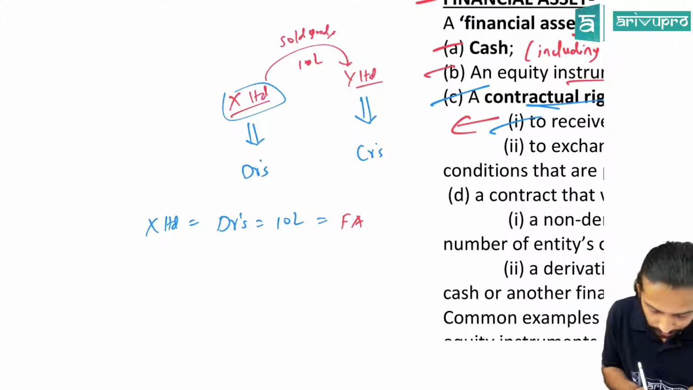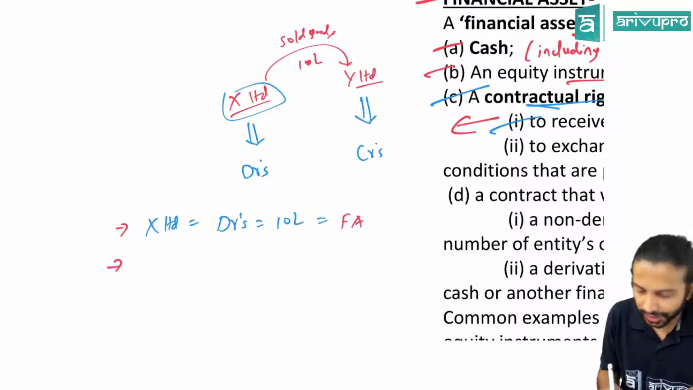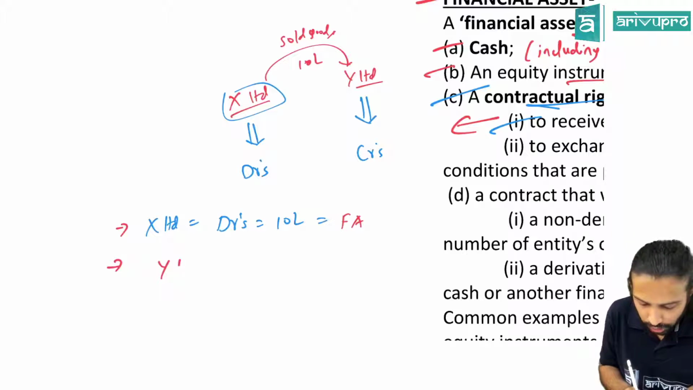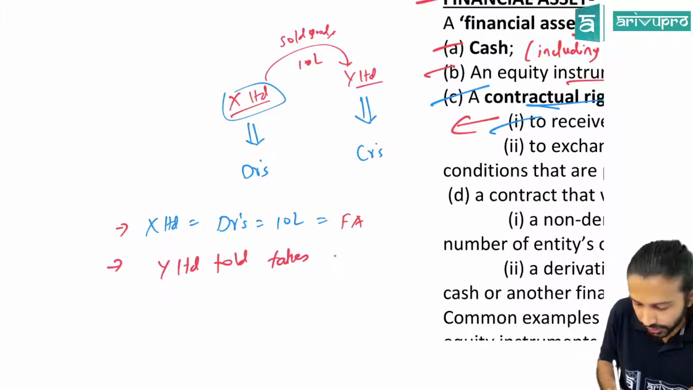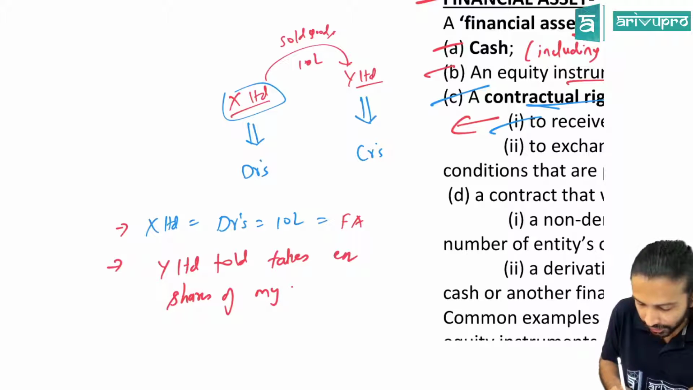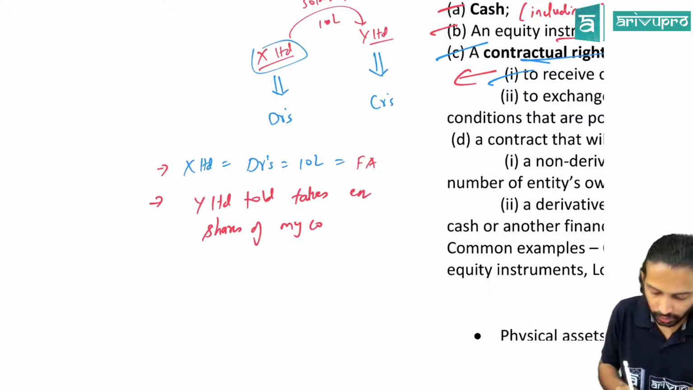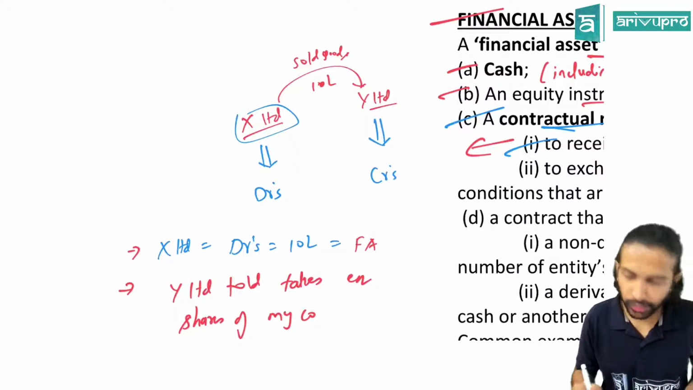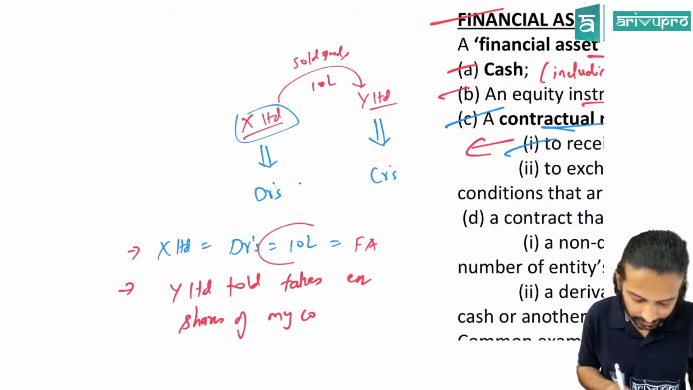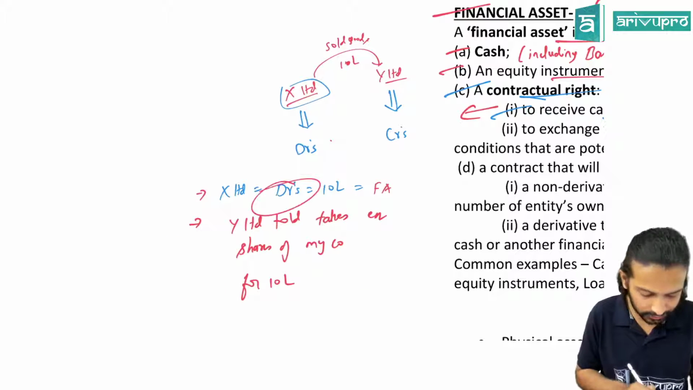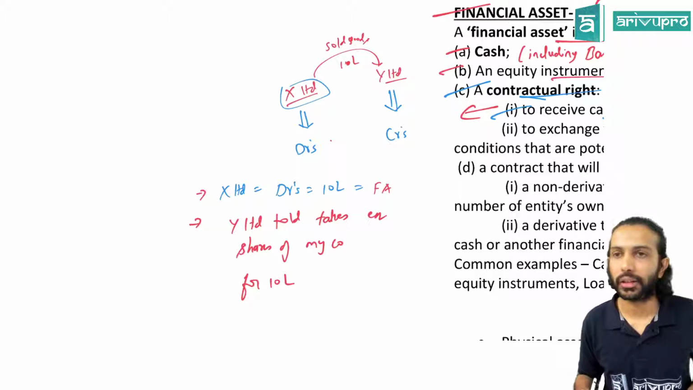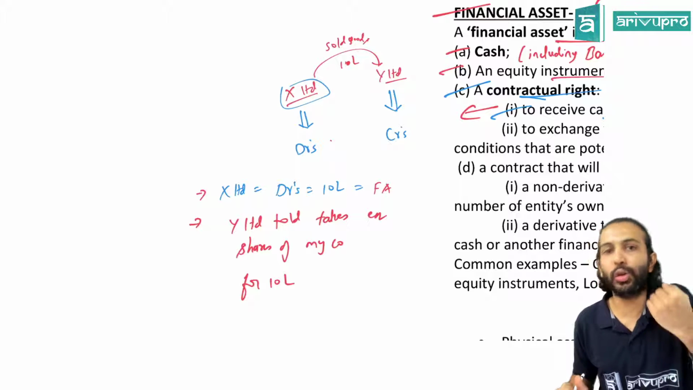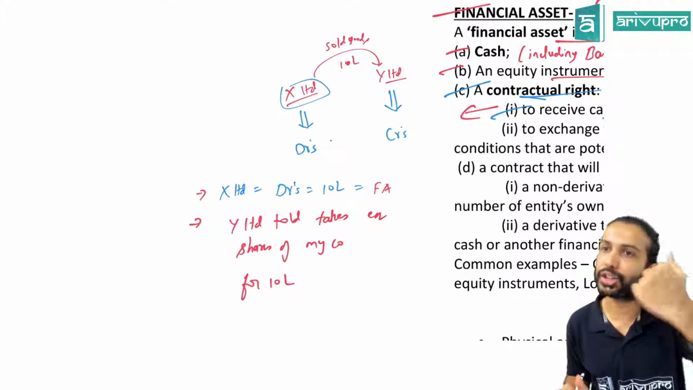Alright. Now let's modify this example. We have to receive the money from Y Limited, right? Y Limited said, take equity shares of my company for 10 lakh rupees. X Limited has sold goods to Y Limited for 10 lakh rupees, so he has to collect 10 lakh rupees and shows it as a debtor. What did Y Limited say in return? Look boss, I don't have cash. I will not give you cash. I will give you my company's shares.